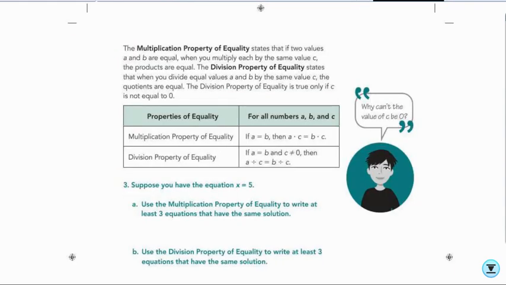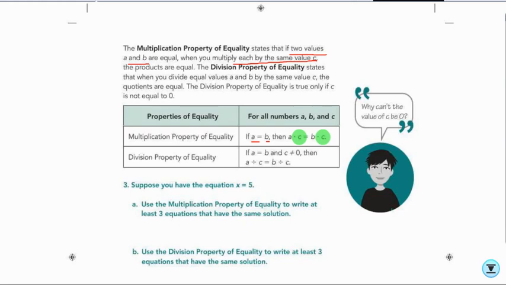On the next page, it talks about the multiplication property of equality, which states that if two values a and b are equal, then if you multiply them by the same on both sides, then the products, which you multiplied, will be equal. So if A and B are the same, and if I just take these and multiply times C, like here and here, then whatever answer I get will also be the same.